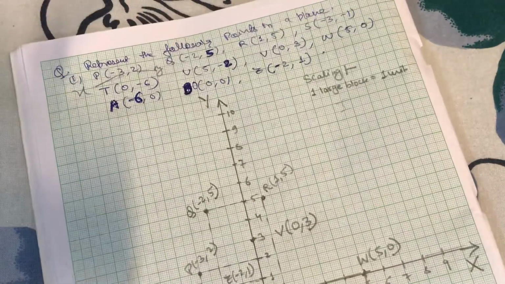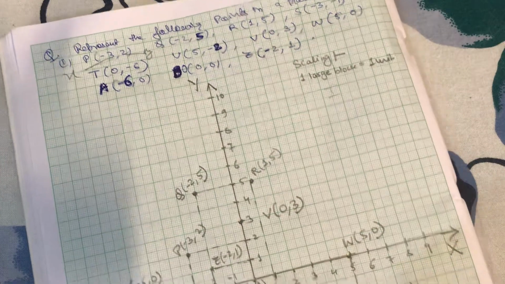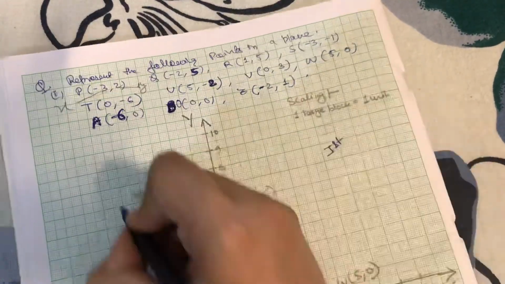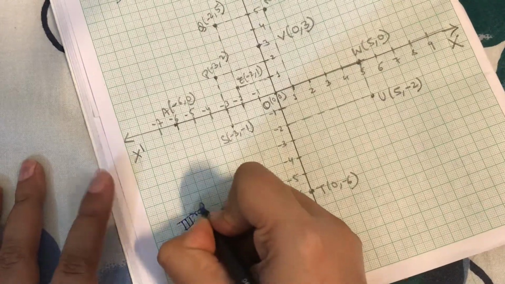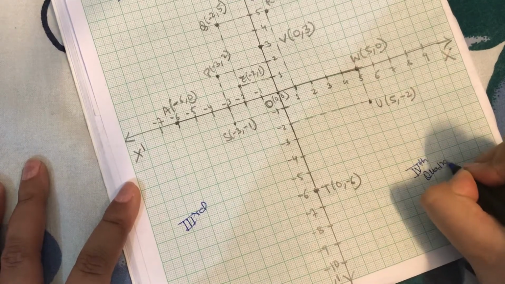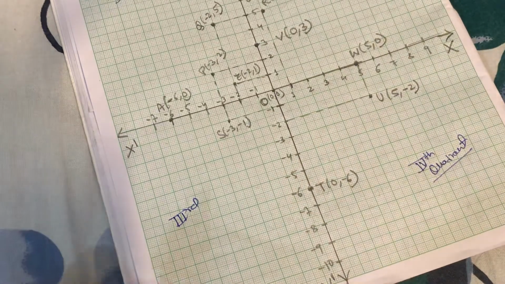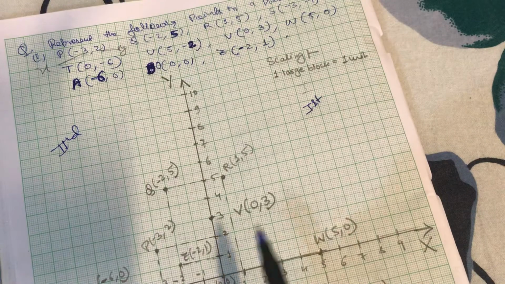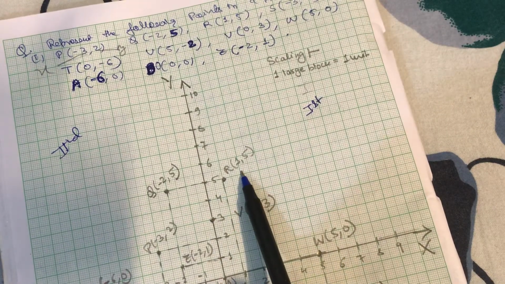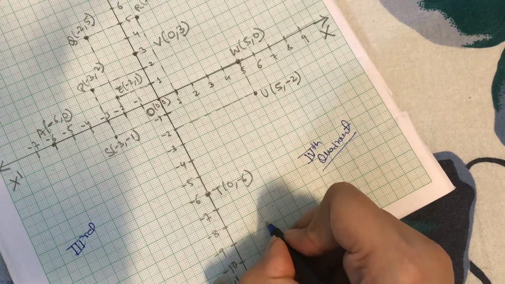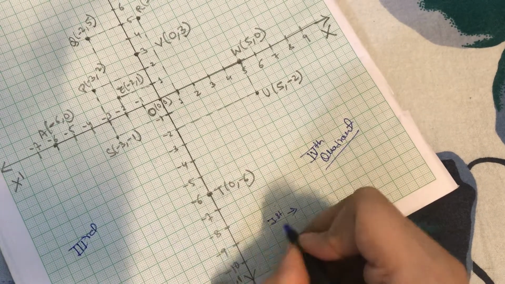Now, if it is asked in the same question in which quadrant the following points lie, we know that this is my first quadrant, this is my second quadrant, this is my third quadrant, and this is my fourth quadrant, right? So which points lie in which quadrant? I can see that in the first quadrant only one point lies. So I'll write it under first quadrant.